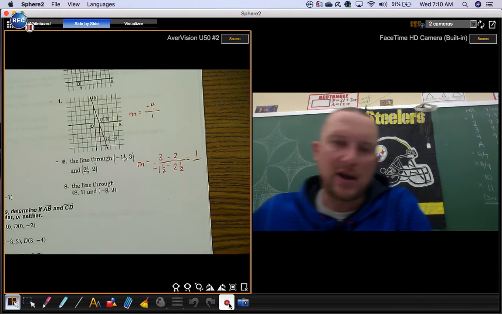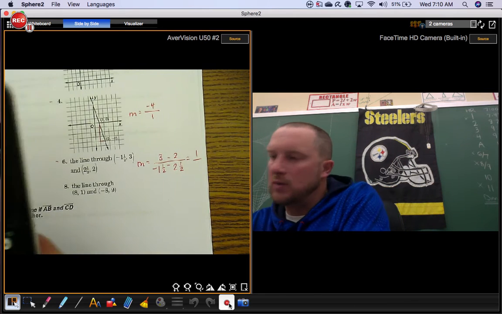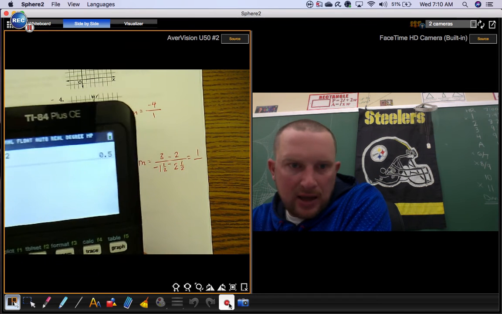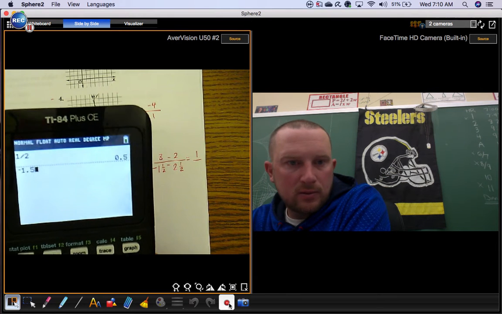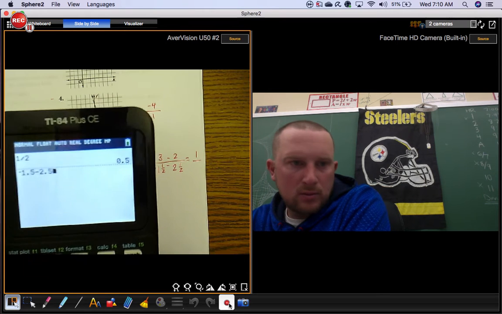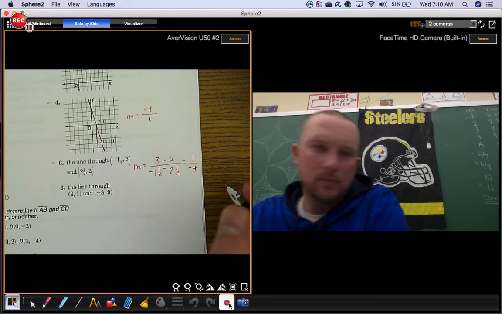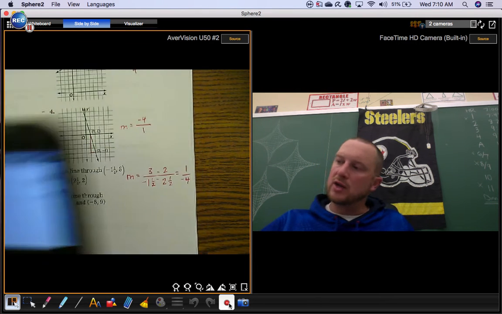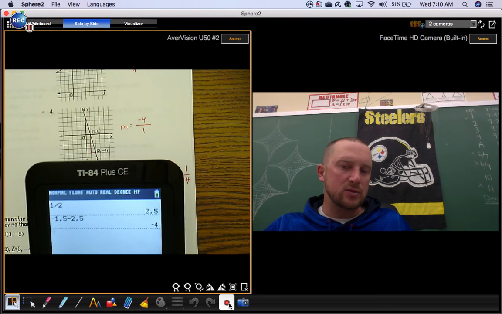Well, because those are halves, it's really easy to kind of convert that to a decimal. You already know this, but 1/2 is 0.5. So negative 1.5 would be negative 1.5. And we're subtracting 2.5. So you end up with a negative 4 down there. That's how you can use your calculator to avoid fractions. You can change them to decimals.